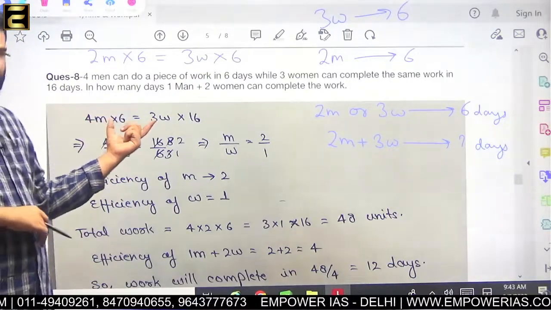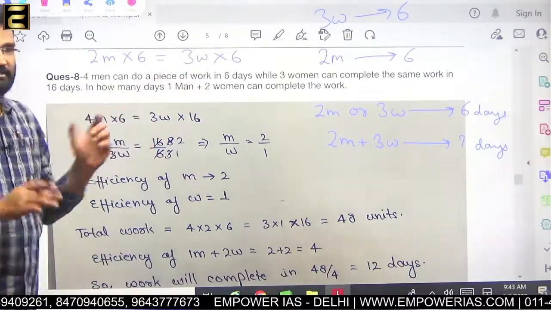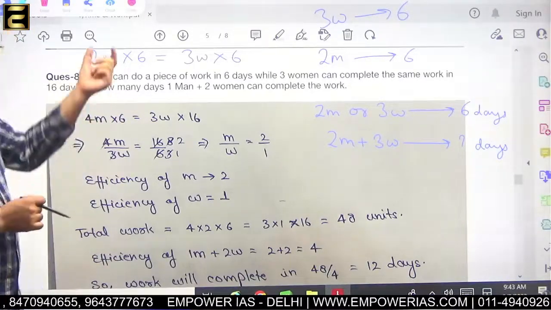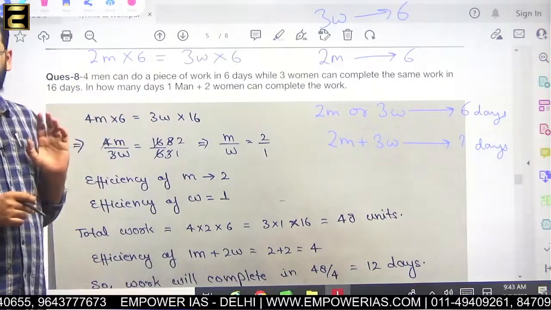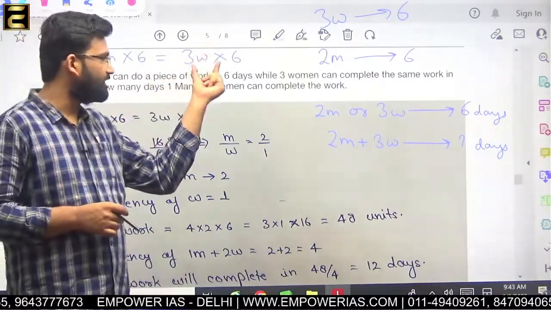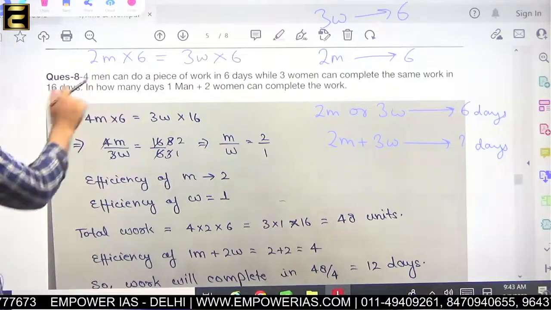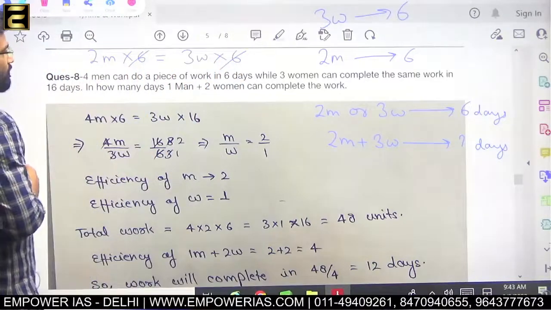Same way here we performed. Total number of days which is required is 6. It means that when 2 men work for 6 days, the work gets completed. Similarly, 3 women working for 6 days, the work gets completed. Now here try to calculate the efficiency of man versus woman. 6 will cancel.